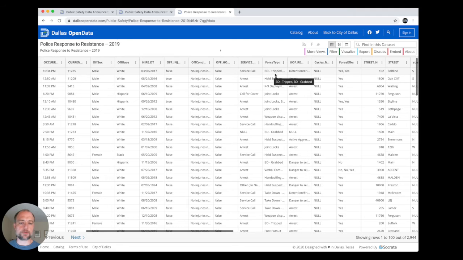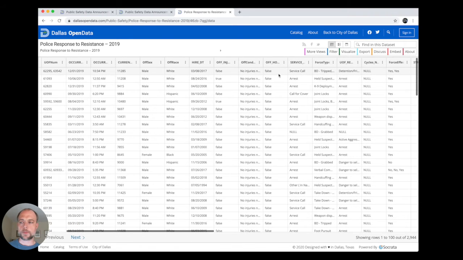The force type. So as far as I can understand with this, in this case, notice we had the two, see if I can get both of these in here. So if you look over here, we have the two use of force numbers, 62295, 63542. Notice in the force type, we have the same, BD tripped, BD grabbed. So in that case, 62295 should be BD tripped, and then BD grab should be the 63542. See with the comma there. I'm not sure exactly what BD is.